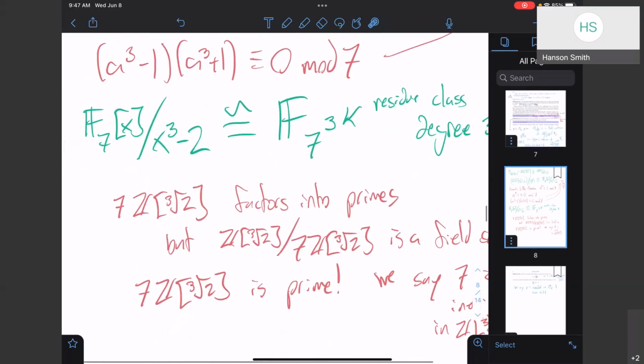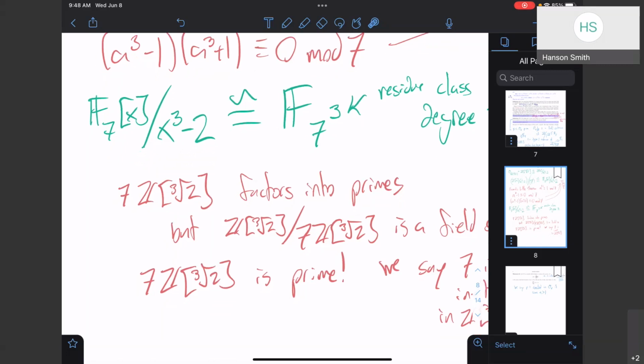Over here, in this special case, when I have x cubed minus 2, well, I didn't notice it, you notice it. It's irreducible, right? So it doesn't factor at all. It just stays this nice cubic irreducible polynomial. Likewise, 7 stays this nice prime with residue class degree 3.